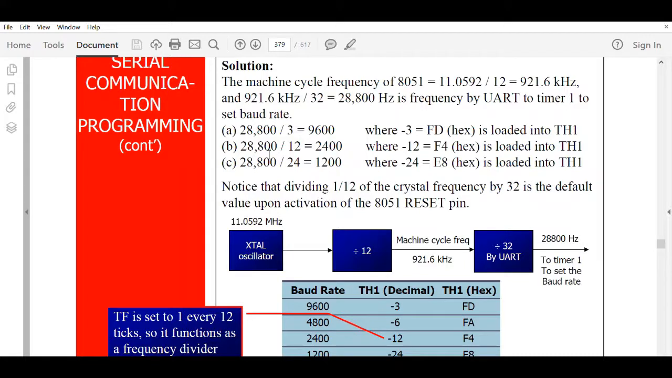9600, 2400 and 1200 were the baud rates you wanted, so you can just divide and see. The answer will be 3, 12 and 24. So the values you will be loading into TH1 are -3, -12 and -24. The negative values will be loaded into TH1.